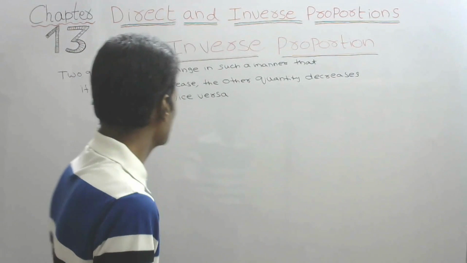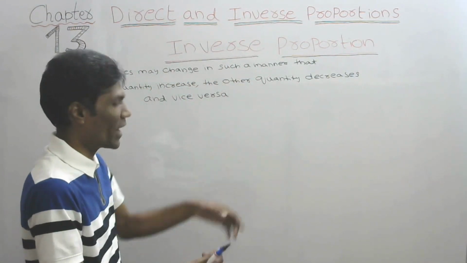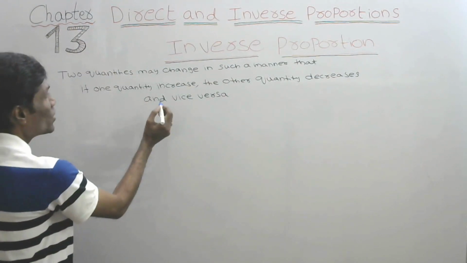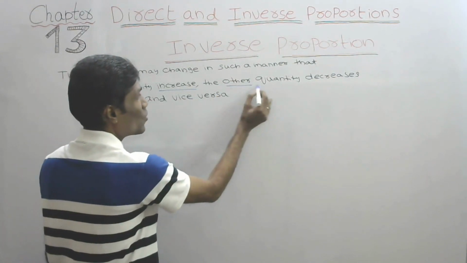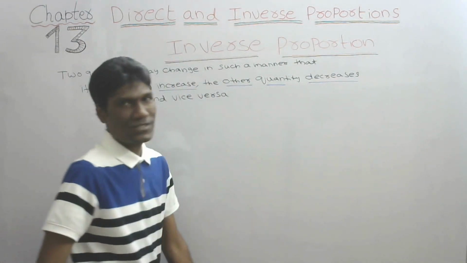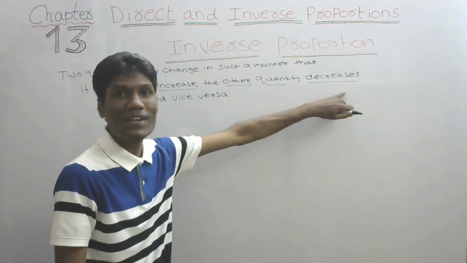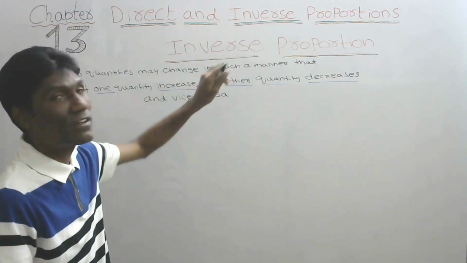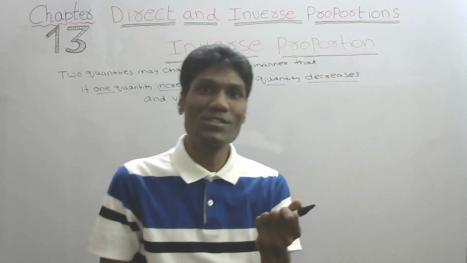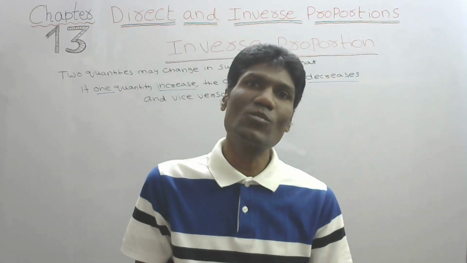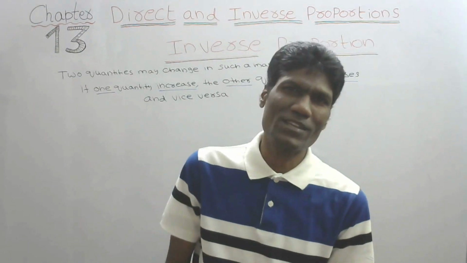The definition is: two quantities may change in such a manner that if one quantity increases, then the other quantity decreases. That is called inverse proportion. But how is it possible? If one quantity is increasing, why will the other quantity decrease? Let us see one example.